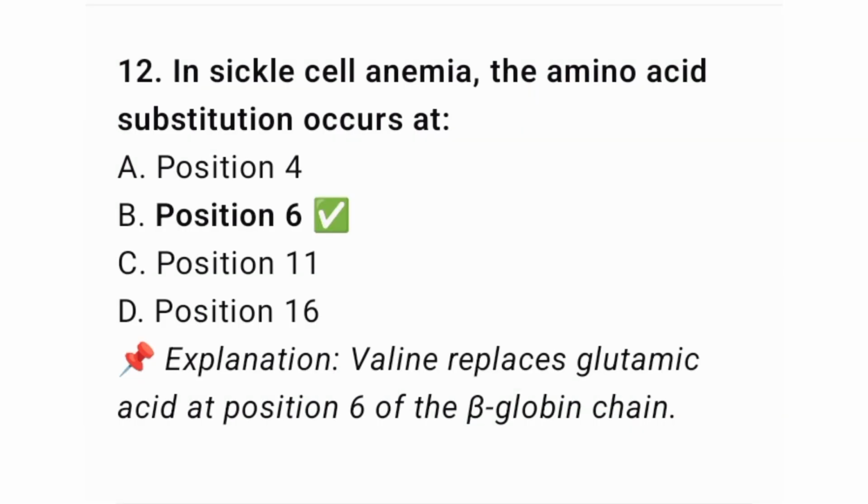In sickle cell anemia, the amino acid substitution occurs at position 6. Valine replaces glutamic acid at position 6 of the beta globin chain. Okay, valine replaces glutamic acid.